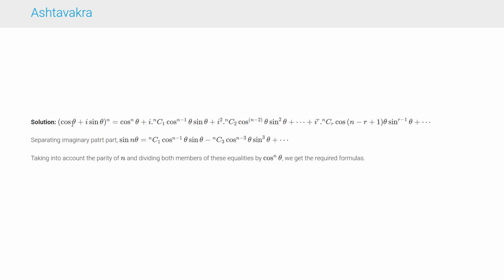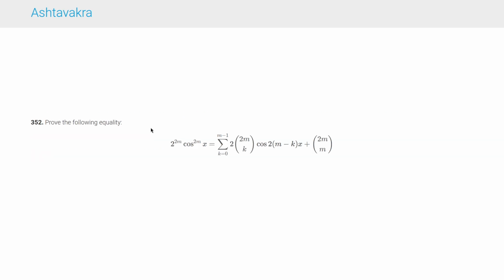So we have (cos theta plus i sin theta) whole to the power n is equal to cos to the power n theta plus i into nC1 cos to the power n minus 1 theta sin theta plus i square nC2 cos to the power n minus 2 theta sin square theta and so on. So we separate the imaginary parts. We have sin n theta is equal to nC1 cos to the power n minus 1 theta sin theta minus nC3 cos to the power n minus 3 theta sin cube theta. So you take into account the parity of n and divide both members of these equalities, that is left hand side and right hand side, by cos to the power n theta. We get the required formula.